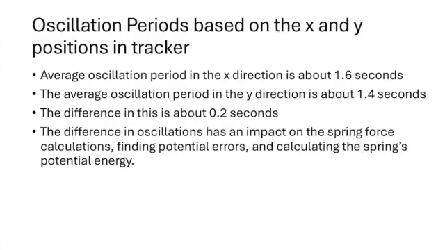The average oscillation period in the x direction is about 1.6 seconds, in the y direction is about 1.4. So the difference is about 0.2, and this difference has an impact on the spring force calculations, finding potential errors, and calculating the spring's potential energy.